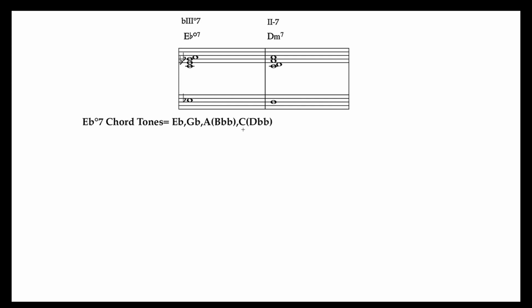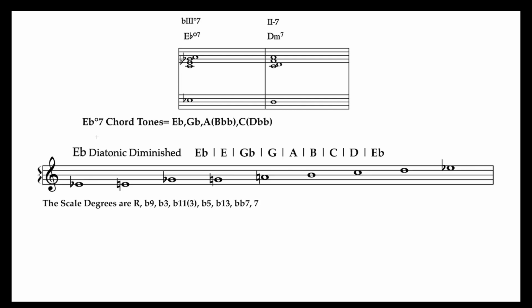If we then add in the other scale tones from the home key of C, we get this scale, an E flat diatonic diminished scale. So we have the chord tones E flat, G flat, A, C, and then the tones that we filled in came from C major. We have E natural, G natural, B natural, and D natural. But we have another option for this scale.